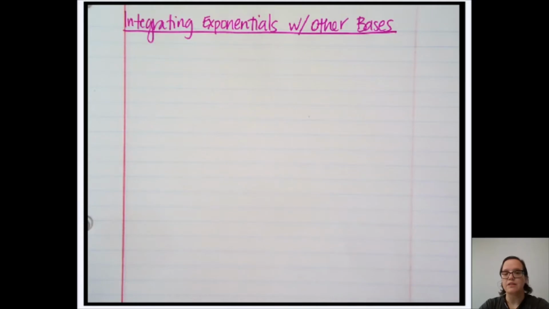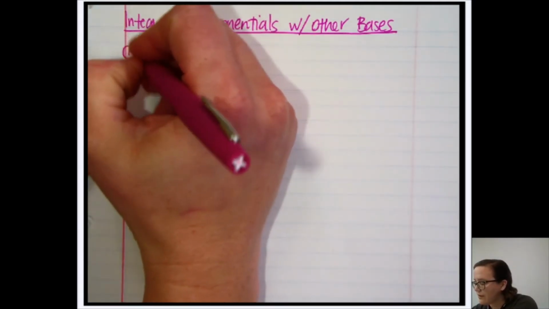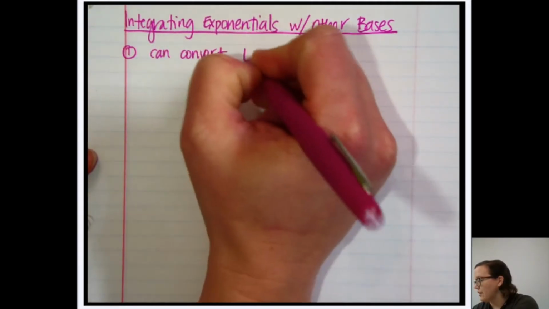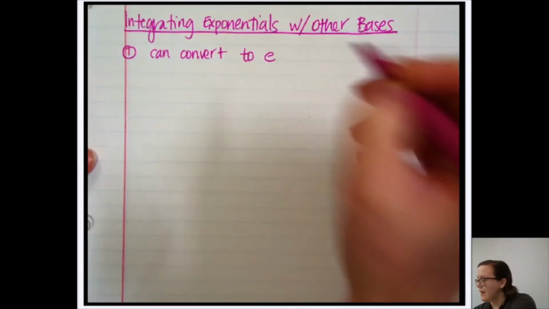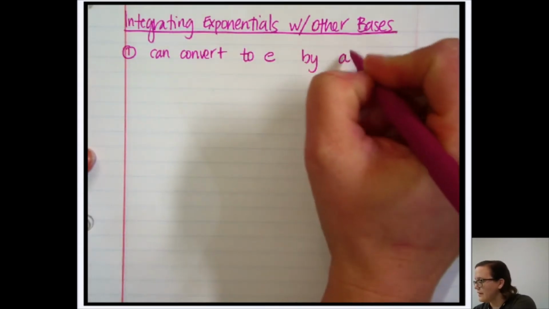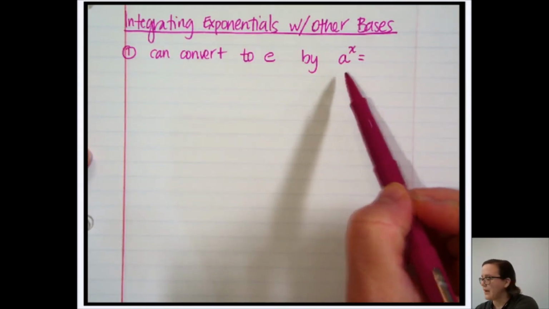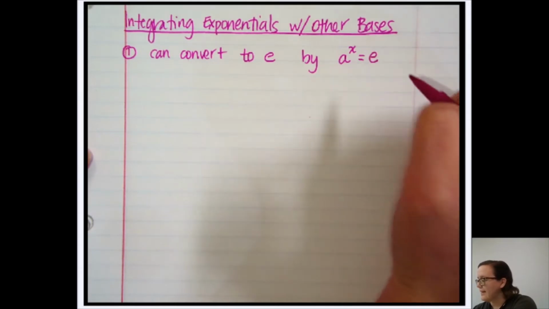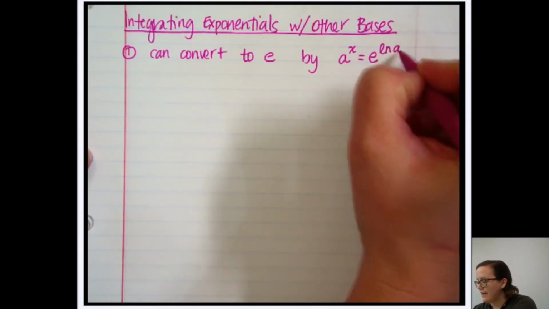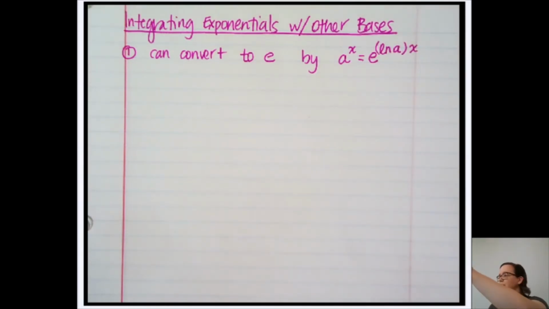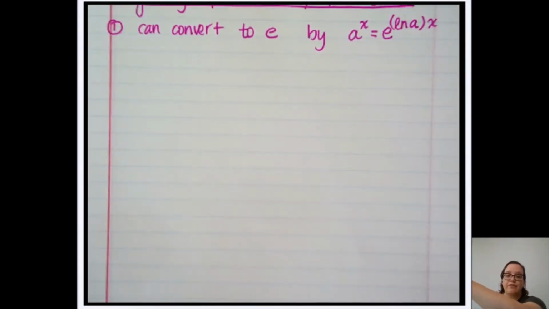What we need to know here is that there are two ways to approach this. The first way is we can convert to e, so we can make it look like what we've been doing. We take a to the x, where a is our other base, and rewrite it as e to the natural log of a times x, which is okay, but we do not have to do that.